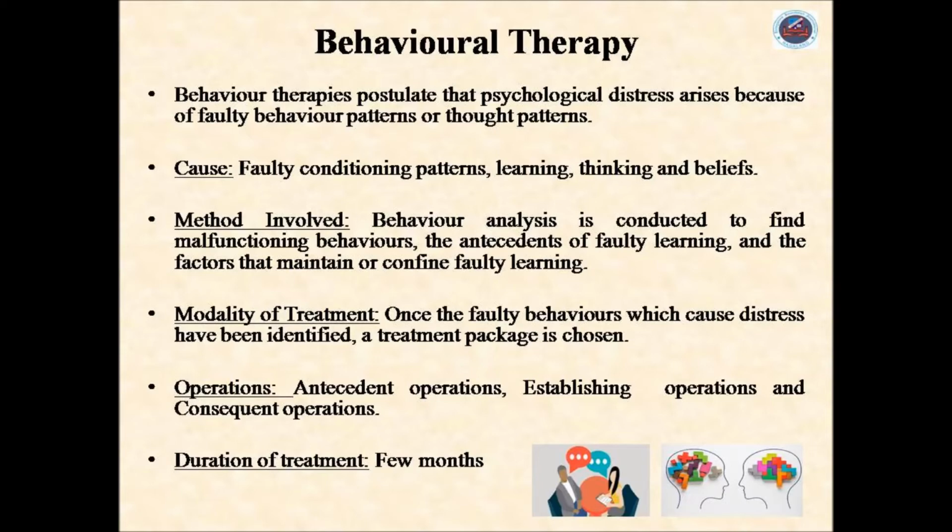After identifying the causes of change, the methods involved in this behavioral therapy are like this: the therapist will start analyzing the behavior by identifying the malfunctioning behavior, antecedent factors, and the different types of factors that keep maintaining the change in the client's behavior. Malfunctioning behavior is behavior which is very unacceptable, and the antecedent factors are those events or situations that make the person behave in such a faulty way. Once this faulty behavior is identified, then a treatment package is chosen.